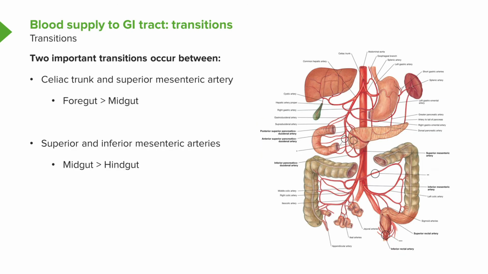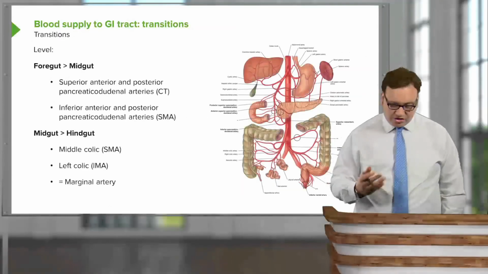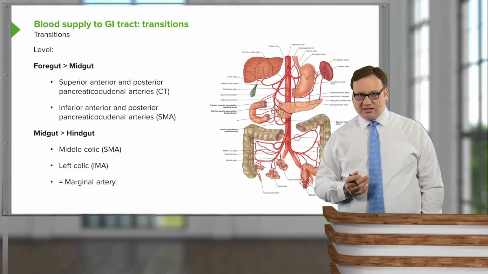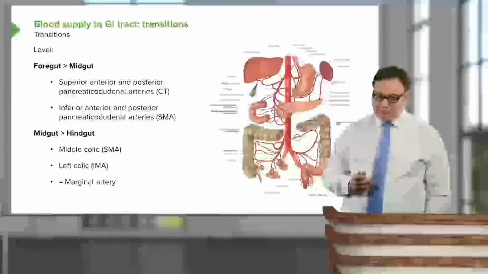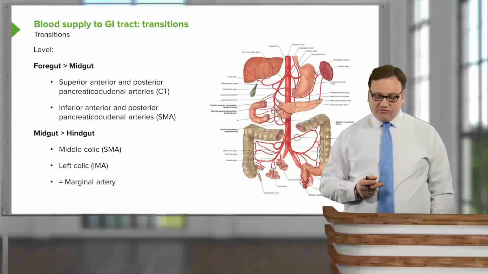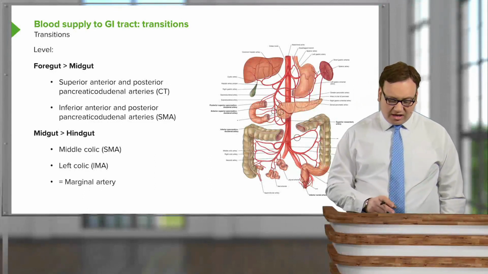And this is just what we're focusing on towards the end. These two important transitions: transitions between the foregut and the midgut, and transitions between the midgut and the hindgut. And we can see that these can happen in a number of places: the superior and inferior pancreatico-duodenal arteries, and the middle colic and left colic forming the marginal artery. And these are really quite important in maintaining a sufficient blood supply to the GI tract.